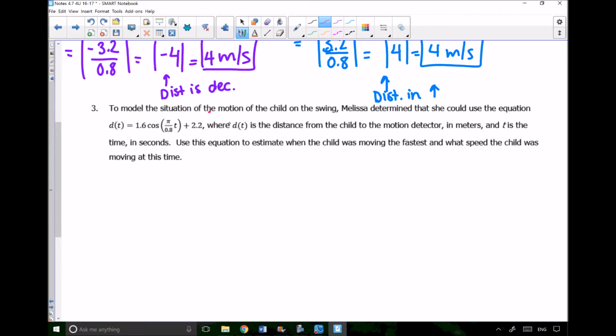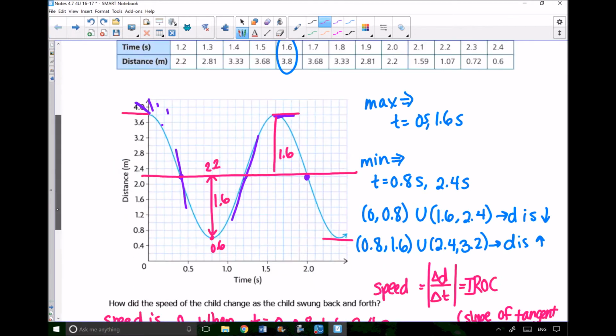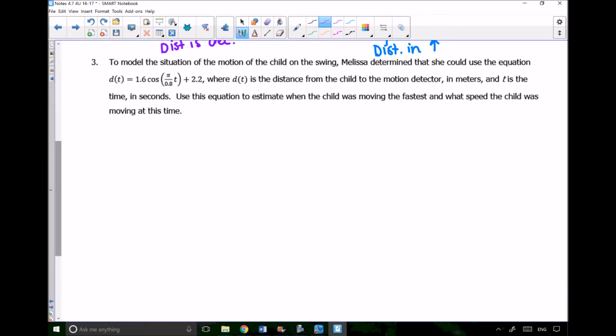Now, since it's a cosine function, there's no horizontal shift. It starts at its maximum right here, and it completes a full cycle. And how long does it take for it to complete a full cycle? It completes a full cycle in 1.6. So I know that my period right here is going to be 1.6.